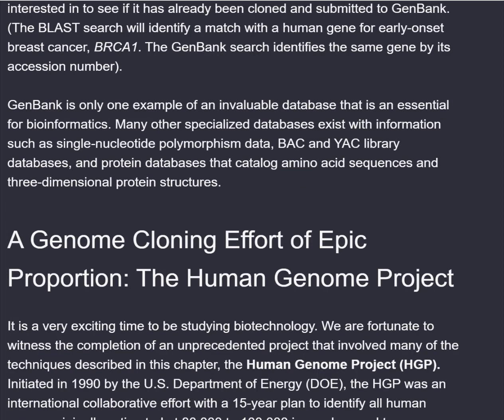interested in to see if it has already been cloned and submitted to GenBank. The BLAST search will identify a match with a human gene for early onset breast cancer, BRCA1. The GenBank search identifies the same gene by its accession number.